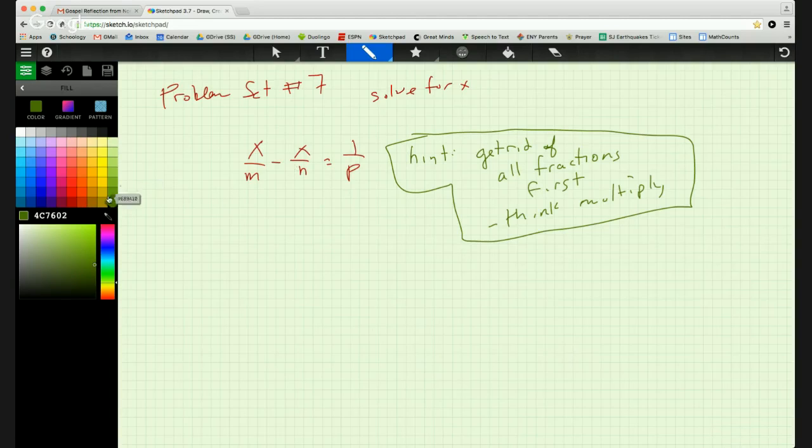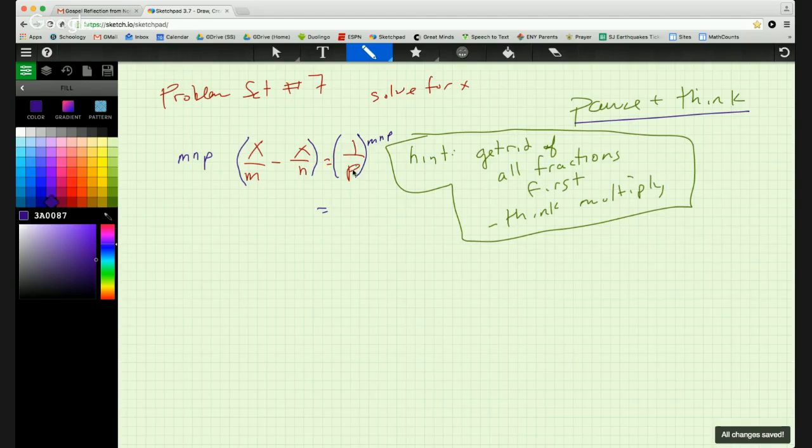Okay, so pause and think. Okay, so I'll assume that you've paused the video and you've thought about it, and if you haven't, do it now, and now come back. So if I want to get rid of all these fractions, I can multiply everything by mnp. If I multiply everything by m, I'm still going to have a fraction here and here. But if I multiply everything by mnp, I will have gotten rid of all my fractions.